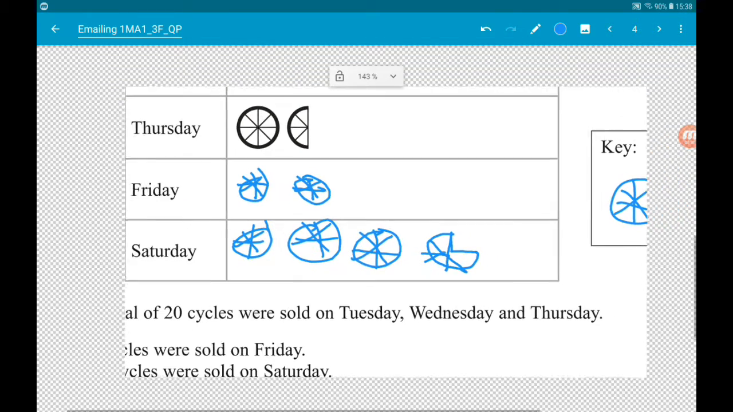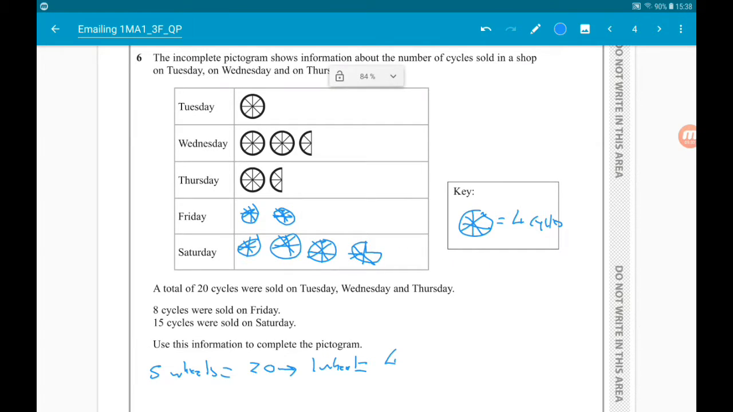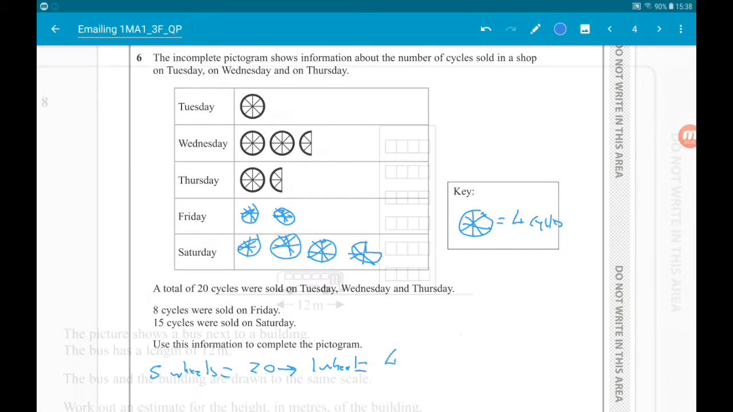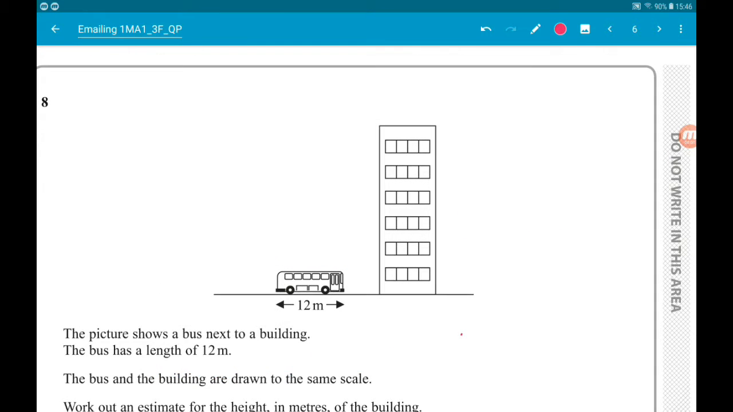And there is our 15. So that is our completed pictogram. Okay, number 8, we have some scale drawing fun. So here then, the picture shows a bus next to a building. The bus has a length of 12 meters. And the bus and the building are drawn to the same scale. We want to work out an estimate for the height in meters of the building.